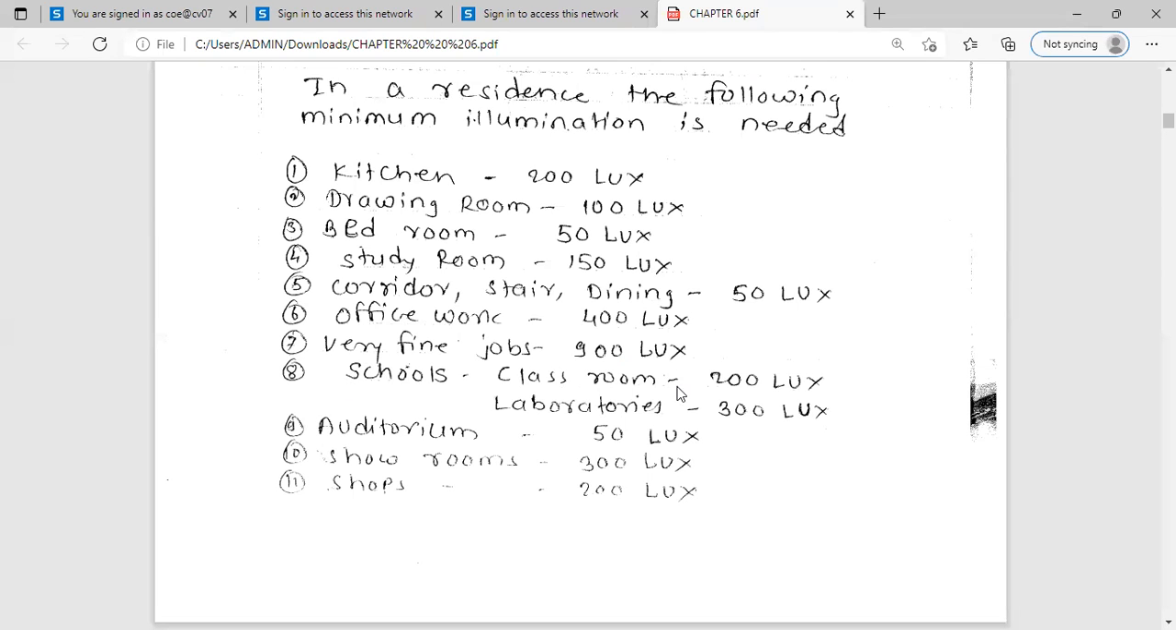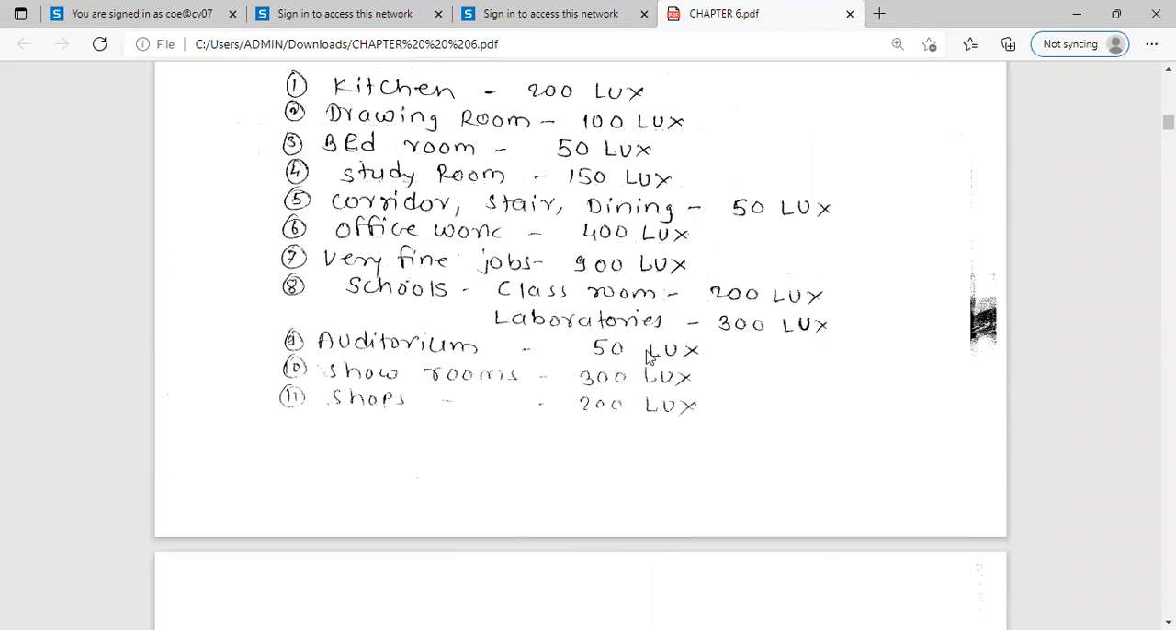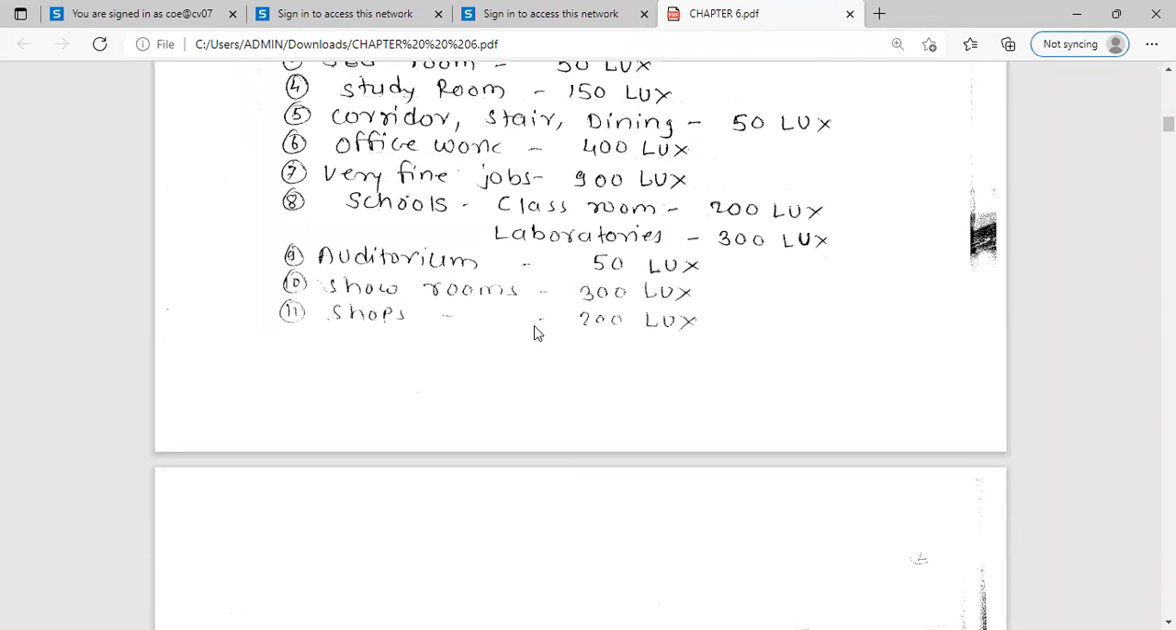School classroom 200 lux, laboratories 300 lux. In the laboratory there is a possibility of accidents, so more lux is required. Auditorium 50 lux, showrooms 300 lux, and shops 200 lux. These are the different requirements for the different units of the building. It depends on what kind of function we are going to perform in that particular room, and according to that we have to go for the provision.